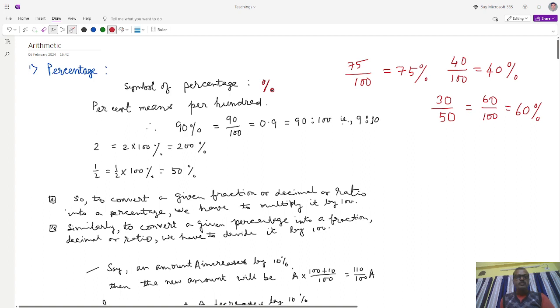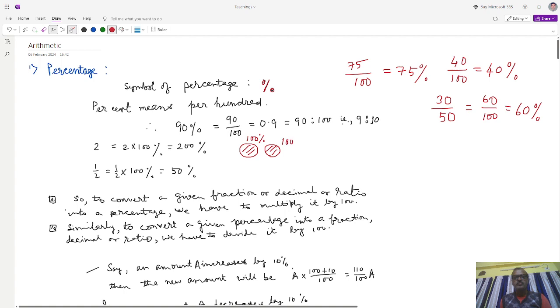What is the percentage of the number 2? 2 equals 2 into 100%, which equals 200%. Similarly, what is the percentage of half? Half equals half into 100%, which equals 50%. 2 means there are two full items. Each full item is 100%.